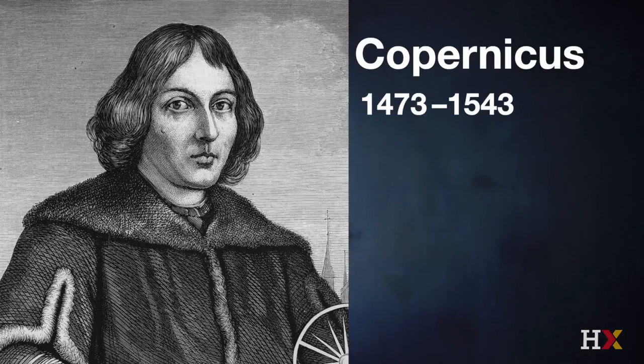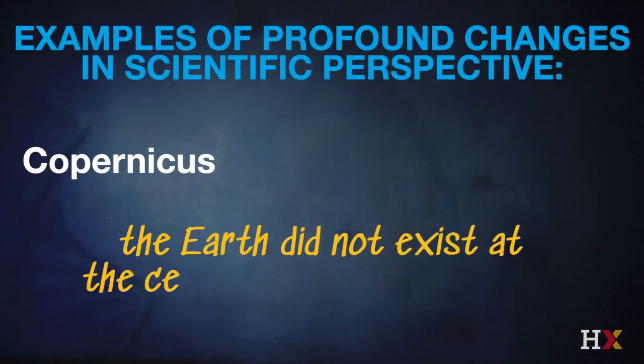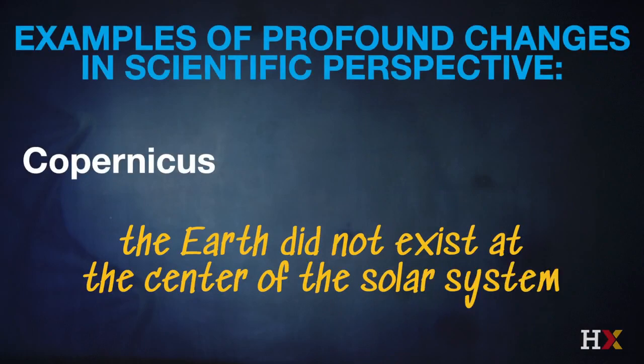Copernicus demonstrated that the Earth did not exist at the center of the solar system, and that revelation took nearly 100 years for acceptance. It was much easier to prove because you could prove it with astronomy and the observation of planets, but nevertheless it took 100 years to be accepted.